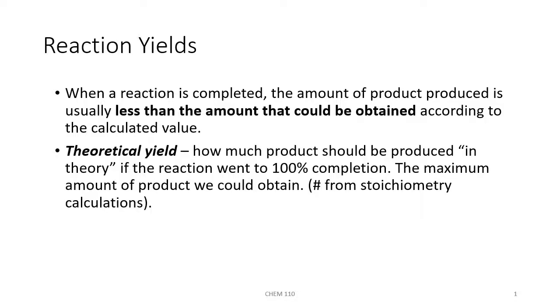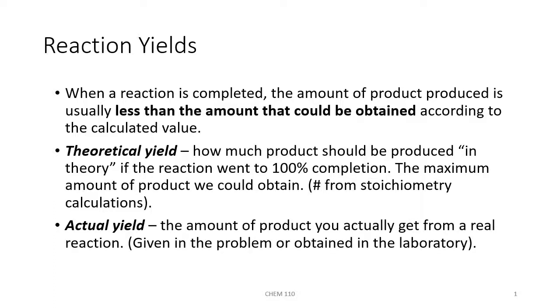The theoretical yield of a reaction is how much product should be able to be obtained if the reaction went to 100% completion. This is the maximum amount of product that we could expect. It's also the number that we get when we calculate from our stoichiometry our amounts of products. The actual yield of a reaction is what you get if you really go in the lab and do the experiment. This has to be given to us in a problem, or it would have to be performed in the laboratory.